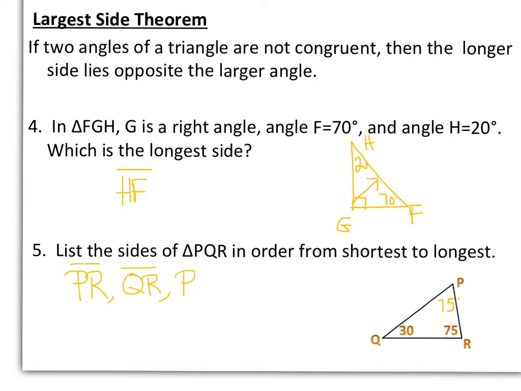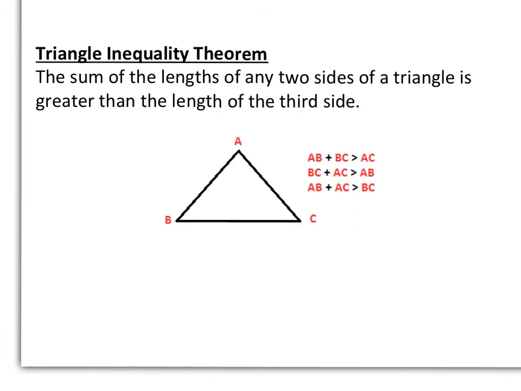The triangle inequality theorem says the sum of the lengths of any two sides of a triangle is greater than the length of the third side. And we see that in our triangle below, that side AB plus side BC is greater than side AC, that BC plus AC is greater than AB, and that AB plus AC is greater than BC. We're going to use this theorem in our next examples to find what are possible lengths of some of our triangles.